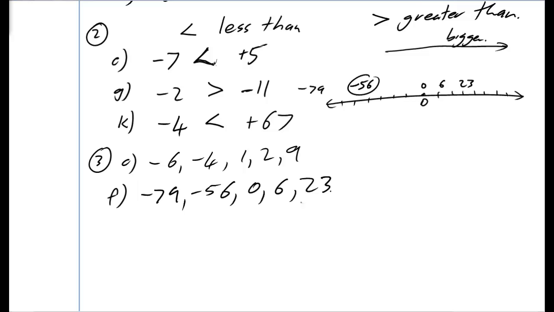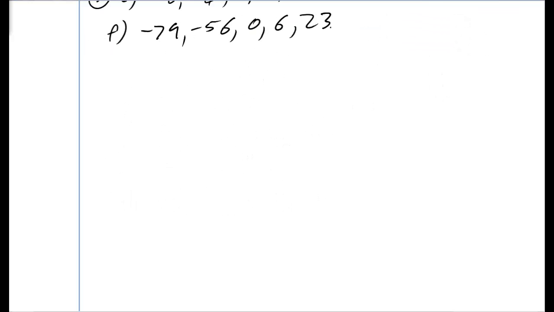Now with number 4, you're going from the largest to the smallest. So if you're doing the numbers from the largest to the smallest, you start on the right-hand side and work backwards. So if we were doing these numbers here from the largest to the smallest, it'd be 23, 6, 0, minus 56, minus 79. I want you to have a go at numbers 3 and 4.